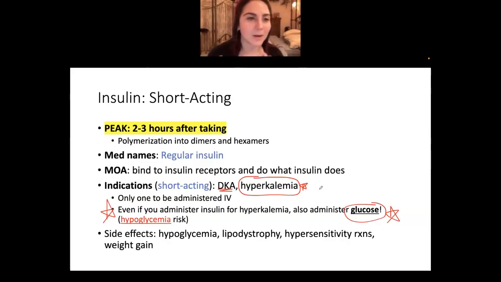So you have to co-administer insulin with glucose, which again sounds crazy. But again, we're not talking about diabetic patients in that instance. Why would I give insulin and glucose? You're like, that makes no sense to me. But that's why you're giving it for hyperkalemia, and then you need to make sure you're not triggering hypoglycemia in this patient. So you give them a little bit of glucose. And then all the same side effects. All insulin has all the same side effects across the board.